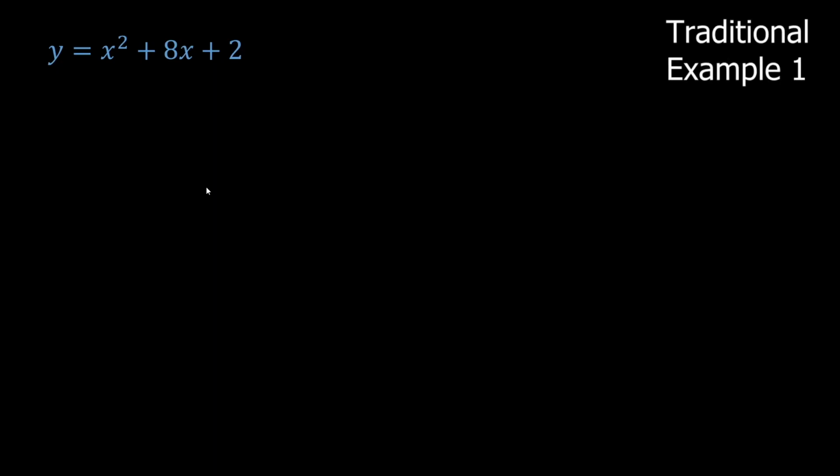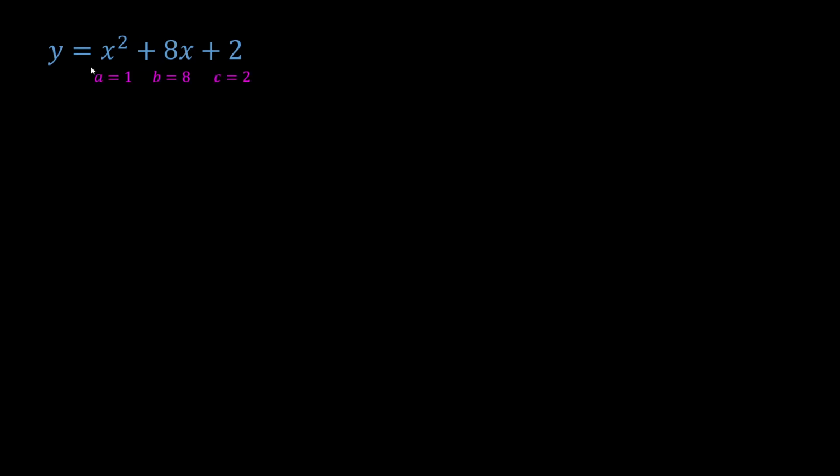Our first example is x squared plus 8x plus 2. So let's go ahead and complete the square using the traditional method. To explain the traditional method, the most important part is this b value here, plus 8. For our quadratics, we know that the coefficient in front of the x squared is a, in this case 1, b is this number here, in this case 8, and c is the constant on the end.